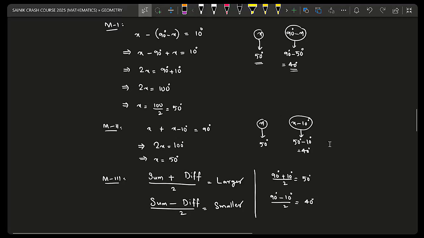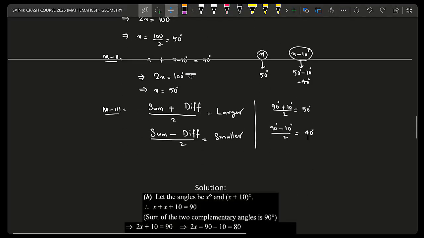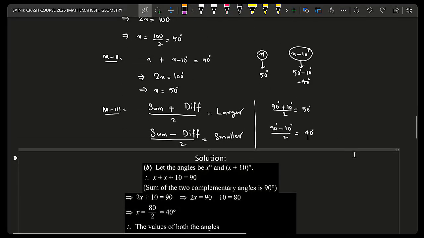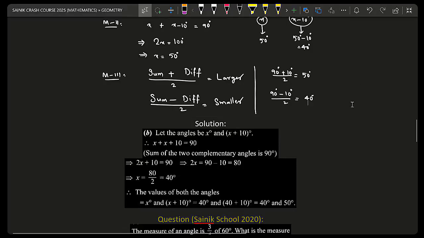You can mute yourself. So this is the answer. So in the textual solution, we have one of three ways possible, but the answer is 40 and 50.